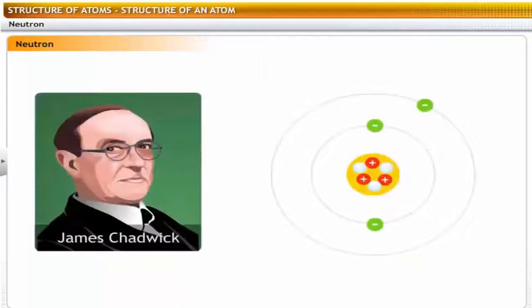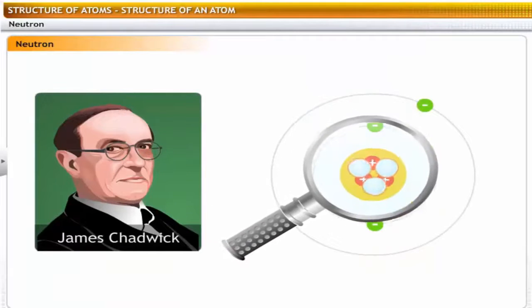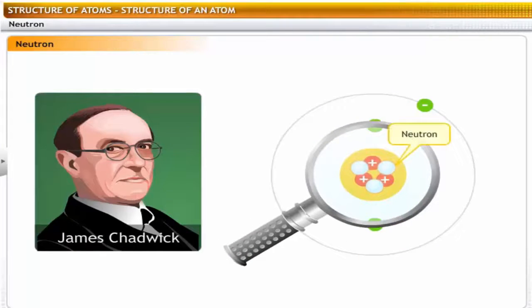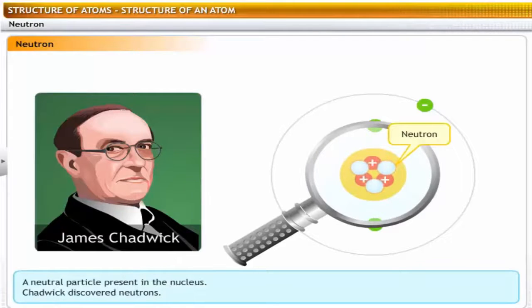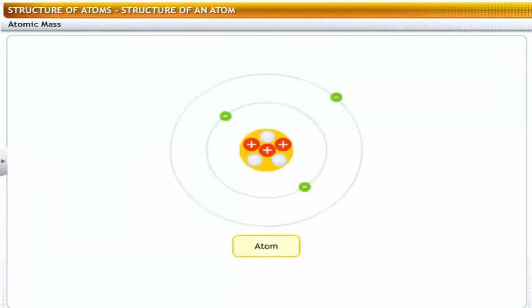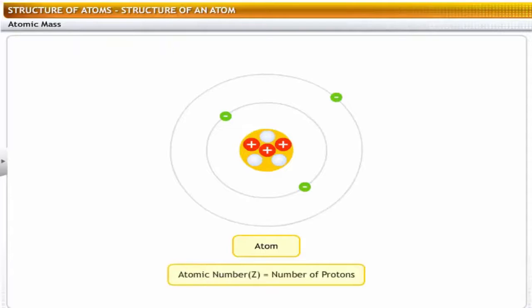This problem was solved when James Chadwick discovered another particle, the neutron. A neutron is a neutral particle with a mass equal to that of a proton and is present in the nucleus along with the proton. An interesting aspect came into the picture after the discovery of the neutron by Chadwick. Till then, only the atomic number of an element was in existence, which referred to the number of protons present in the nucleus of an atom.